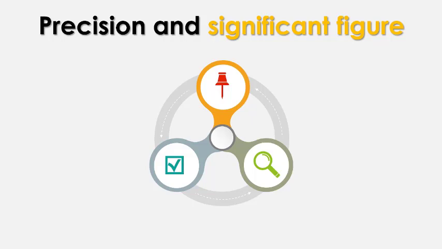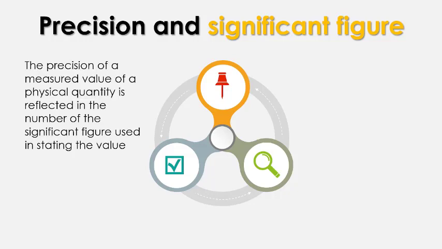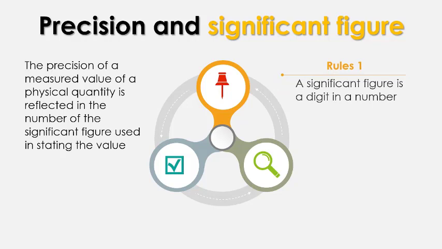Now we move on to the last section of this video, that is precision and significant figures. The precision of a measured value of a physical quantity is reflected in the number of significant figures used in stating the value. Please note that there are a few rules in determining the precision of certain values.